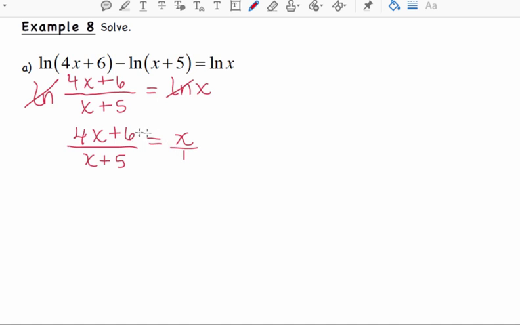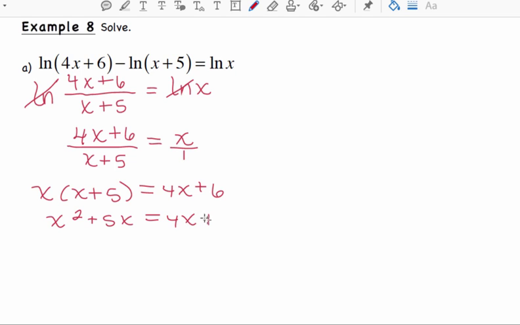And if you're not comfortable with just multiplying both sides by x plus 5, you can think of it like a proportion if that helps. I get x times x plus 5 is equal to 4x plus 6. And then I'm going to go ahead and distribute. And I see I have a quadratic, so I'm going to solve by factoring.